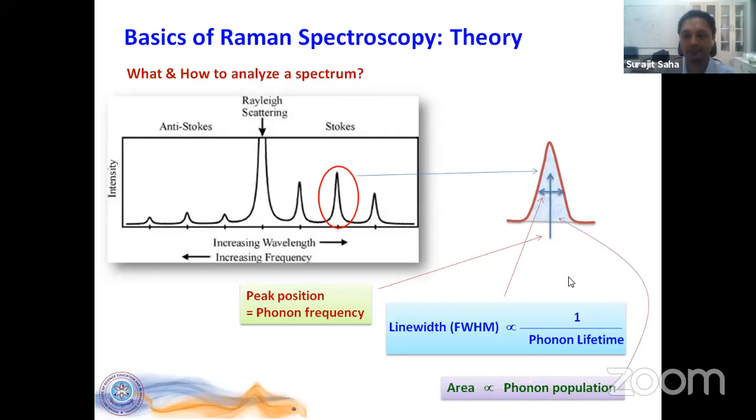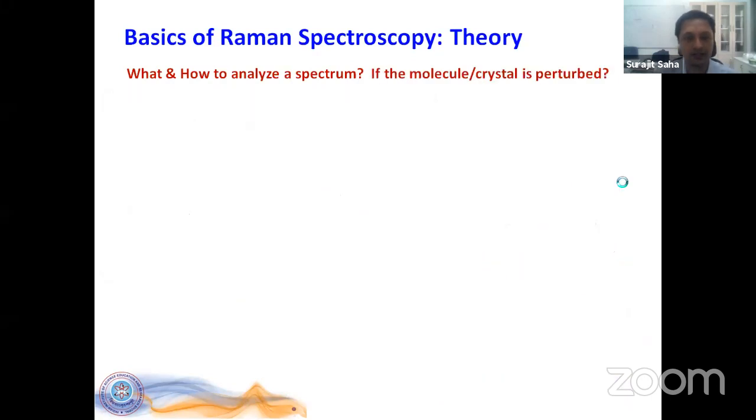So once we know the line width, we have an idea about the phonon lifetime. And then the other important parameter is the area under the curve, or basically the area of this peak, which corresponds to the phonon population. If in a system there are more phonons, the corresponding intensity or area will be much higher. And if the phonon population is low, then it will be much lower in intensity. Now, let's move on to the next slide.